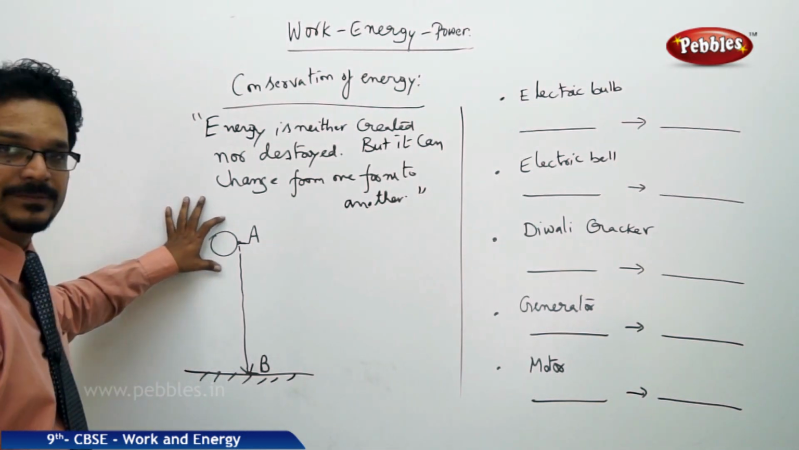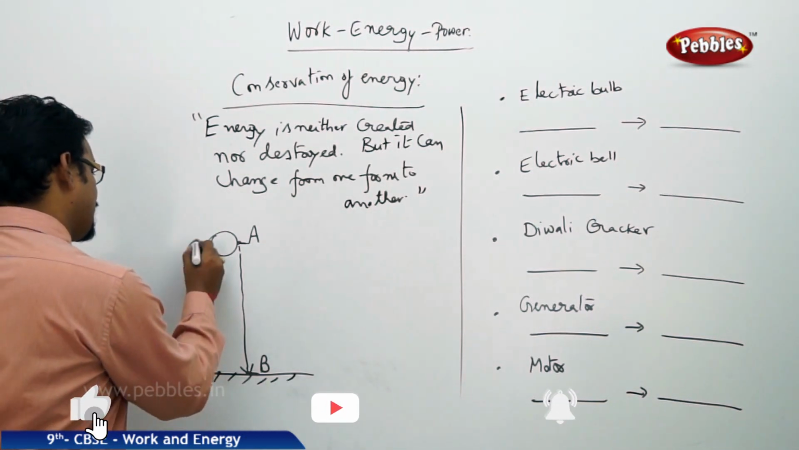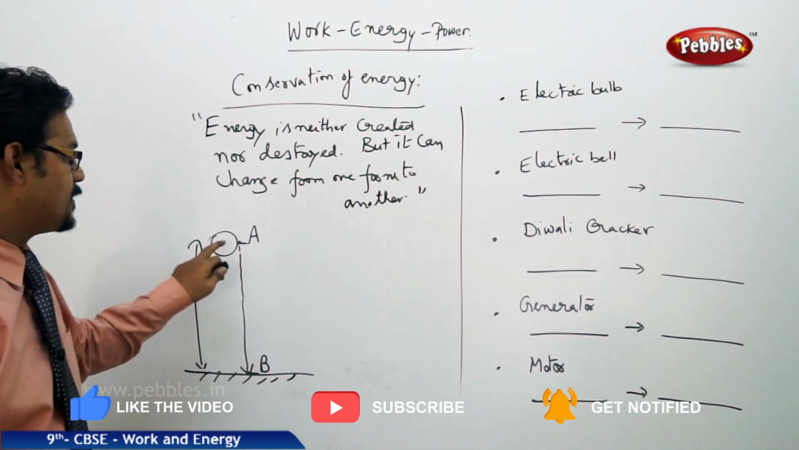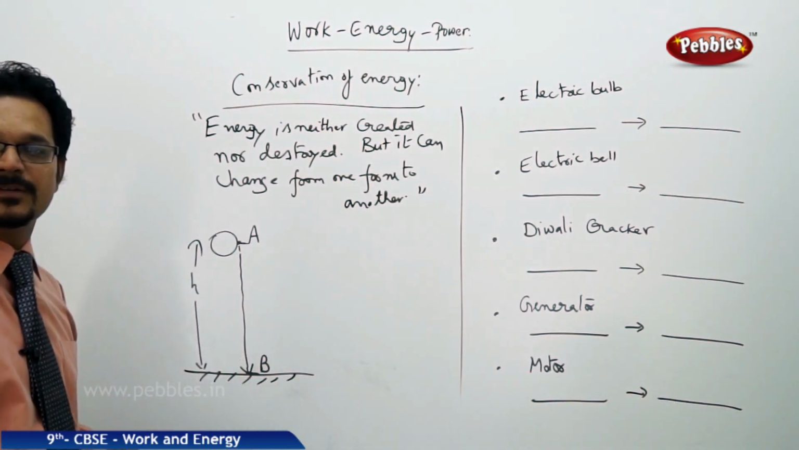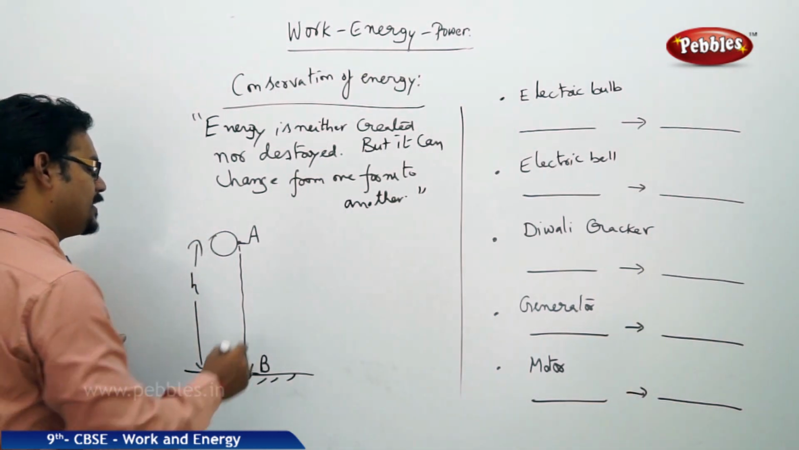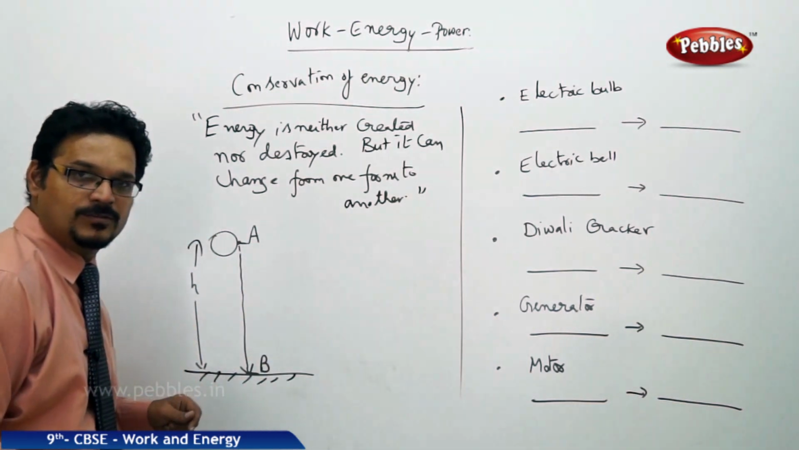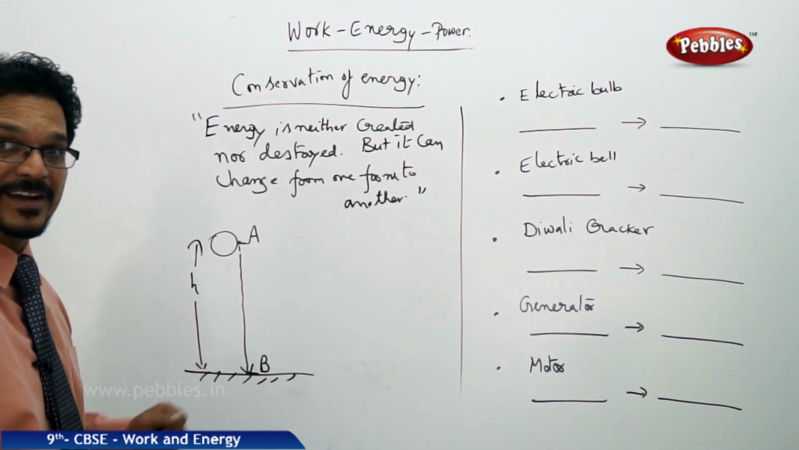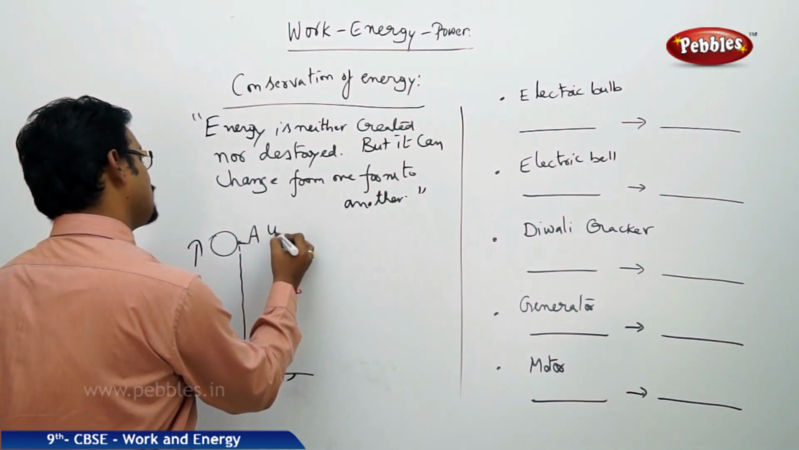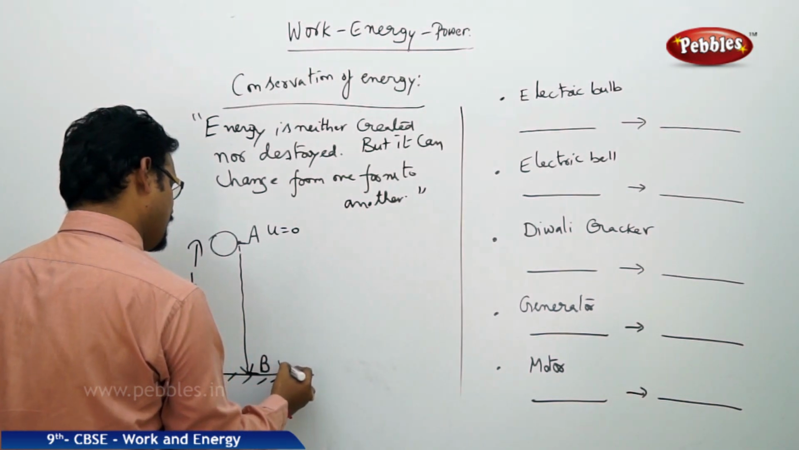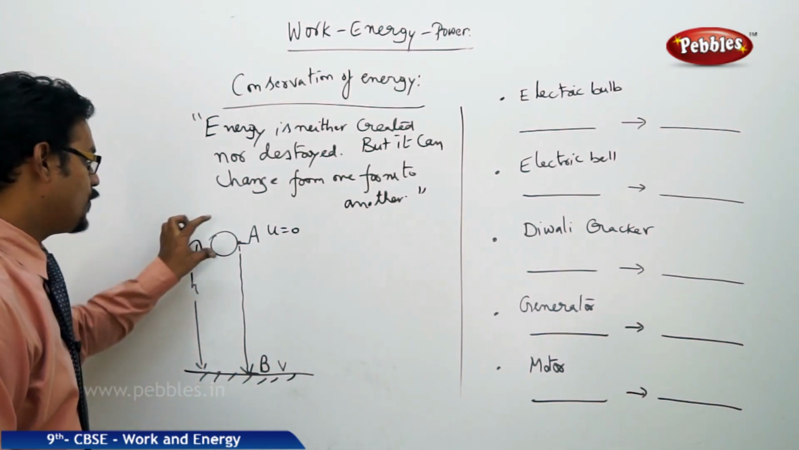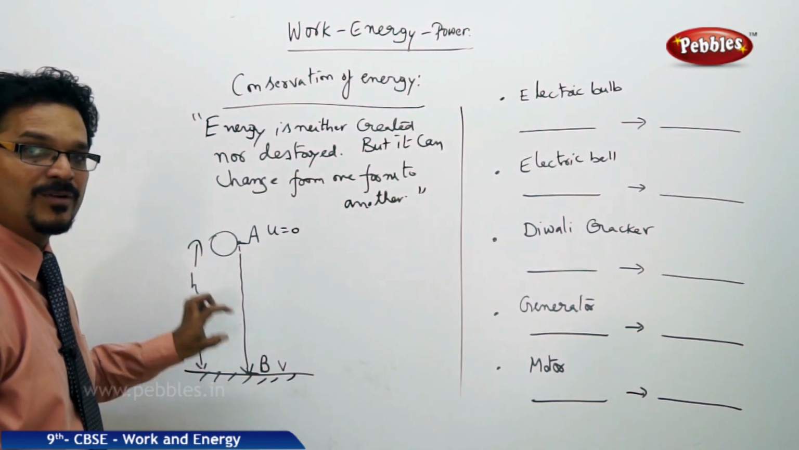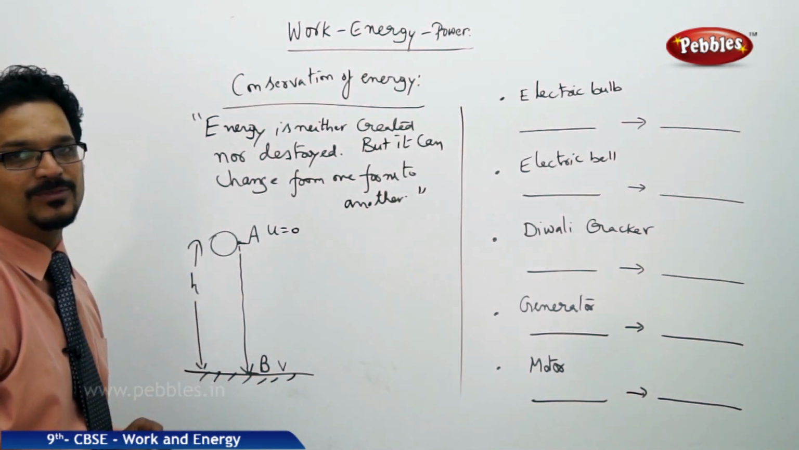A ball is here, at a height h. It is at point A. This is point B. Suppose it is a freely falling body. When I say freely falling body, the velocity at A is the initial velocity: u equal to 0, and the final velocity v is maximum. So at point A, what is the amount of energy the ball has? It should have the same amount of energy at point B also.